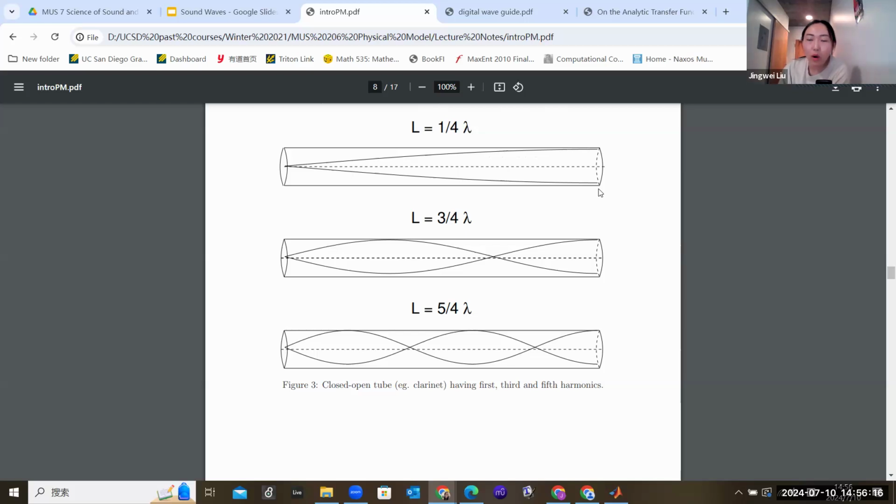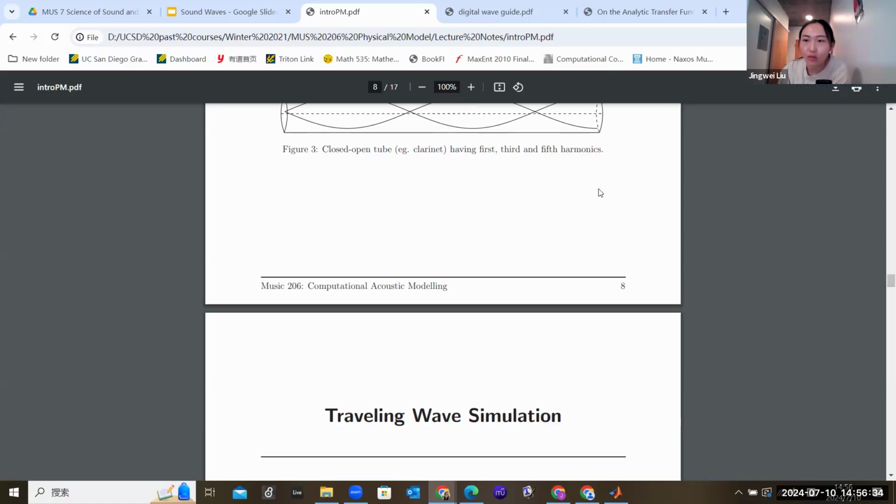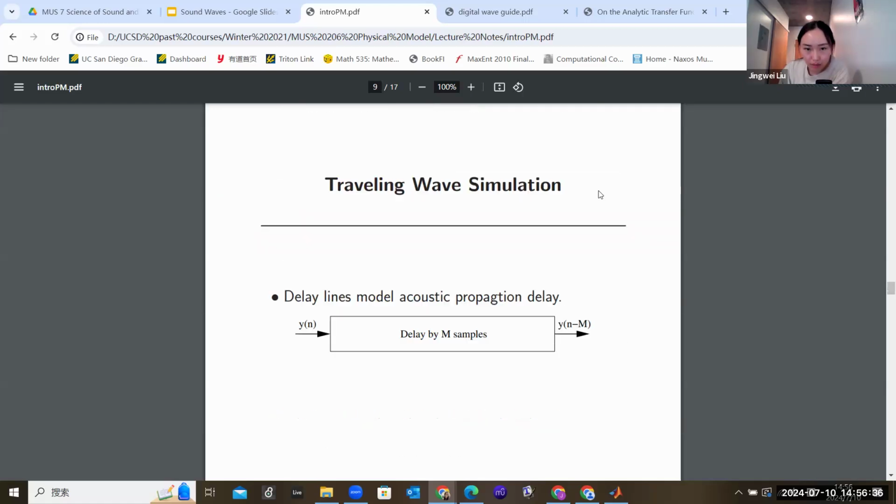So this is what I want to talk about in this class. This material might be a little bit advanced, but I think the intuition is clear here. The intuition is that you just want to use the computer to make some instrument and to make sound. So the method, simply speaking, is just generally use a traveling wave simulation.